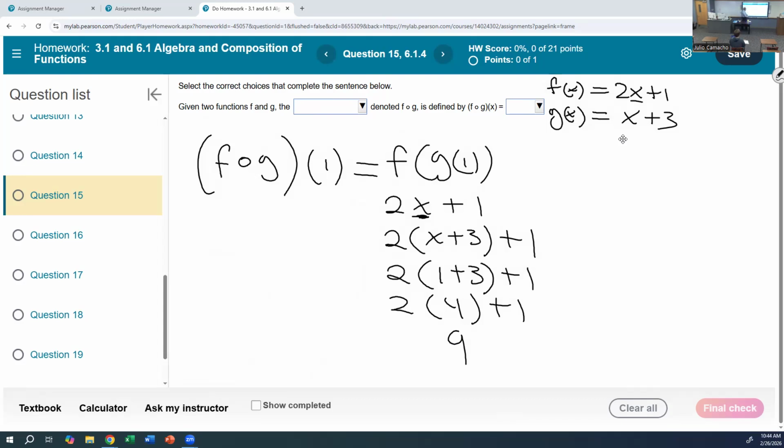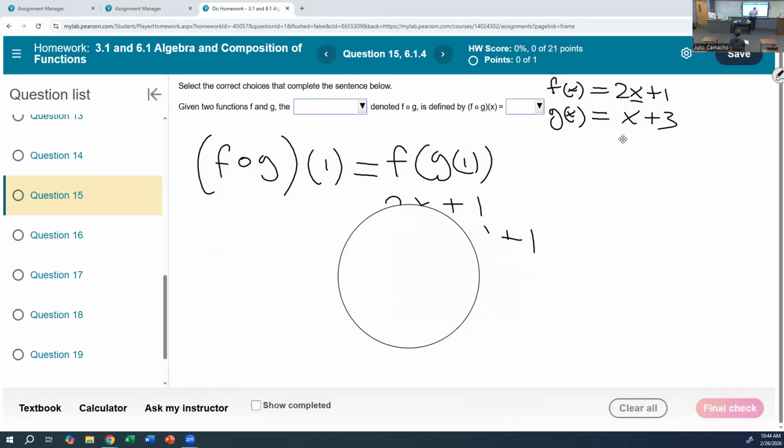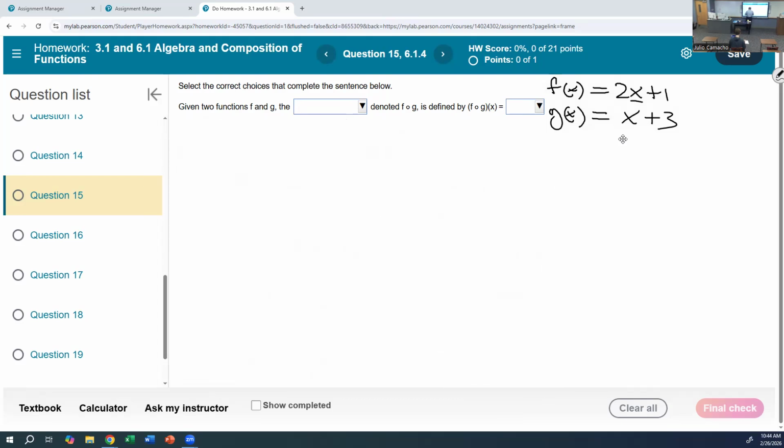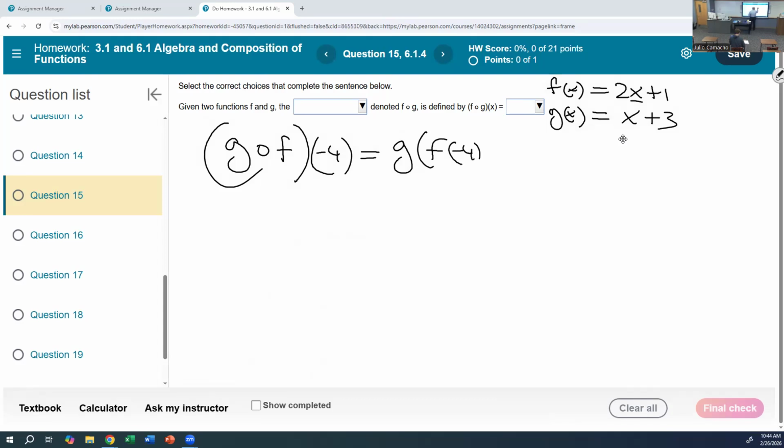Okay, and then imagine that it is the opposite. They're asking for g circle f of -4. So what we do now is the opposite game. Now that is equal to g of f of -4.